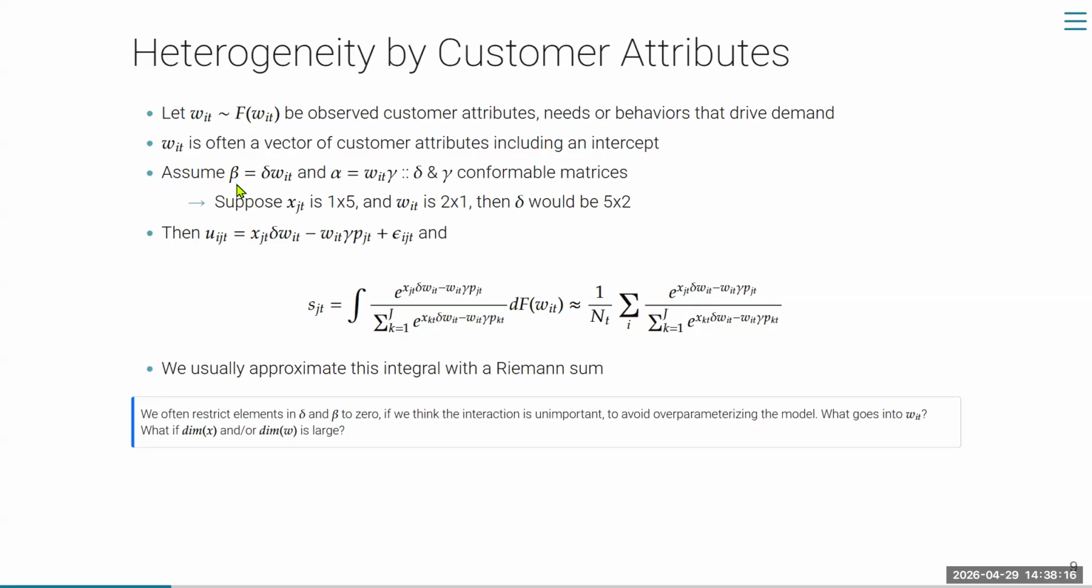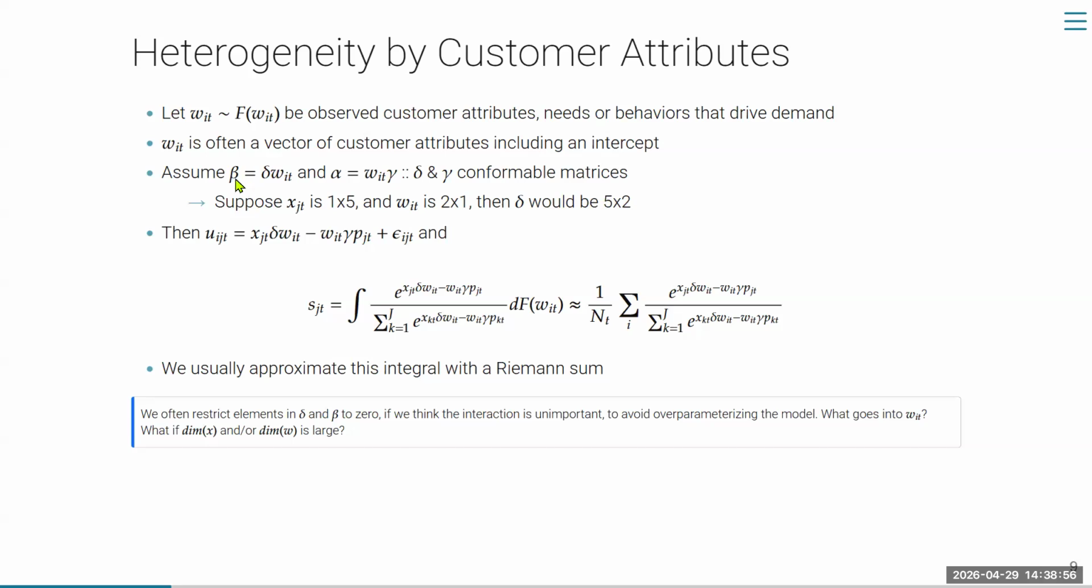And instead of assuming all customers have the same beta and alpha, we're going to decompose those parameters into a weighted set of the W attributes. So for example, say we had 5 product attributes in the model, and say we have 2 customer attributes, then this delta matrix could be as large as 5 by 2 with 10 total parameters for us to estimate. Or we could decide that we're only going to try to estimate certain elements within that delta matrix.